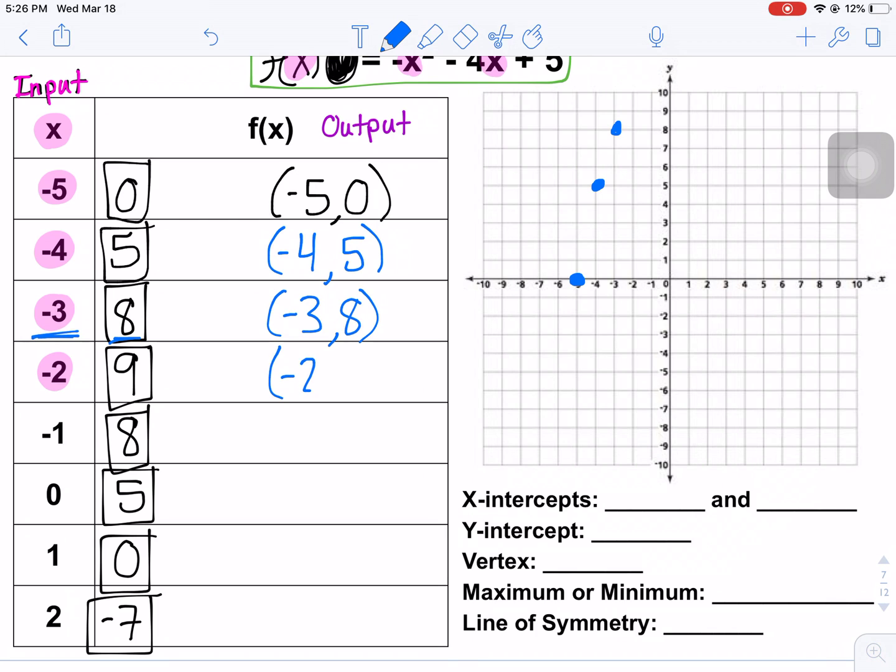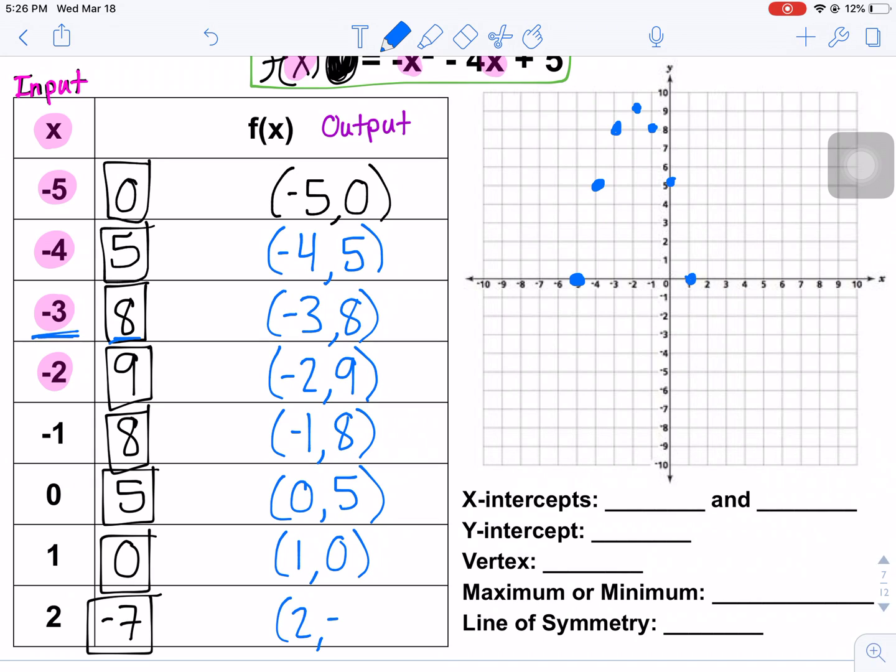Then we have (-2, 9), (-1, 8), (0, 5), (1, 0), and (2, -7).